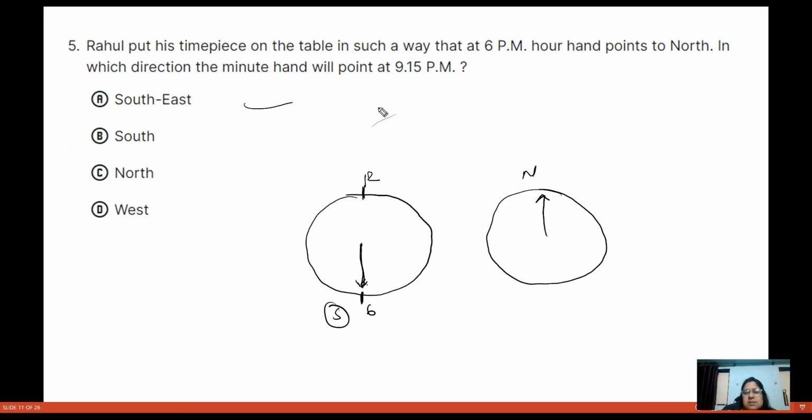And in which direction will the minute hand point at 9:15 p.m.? In which direction will the minute hand point at 9:15 p.m.?